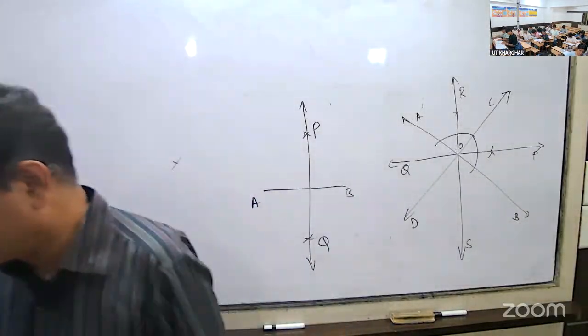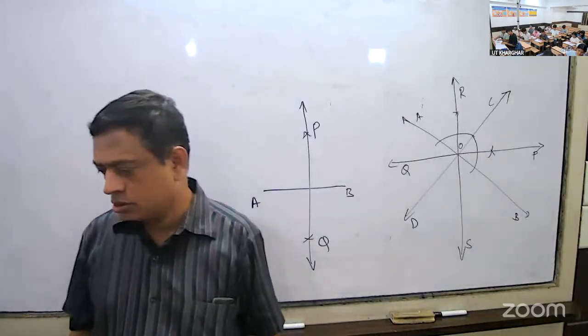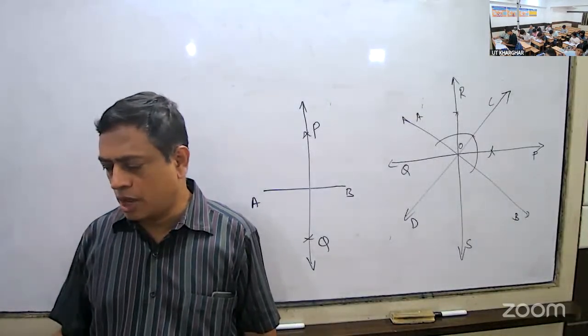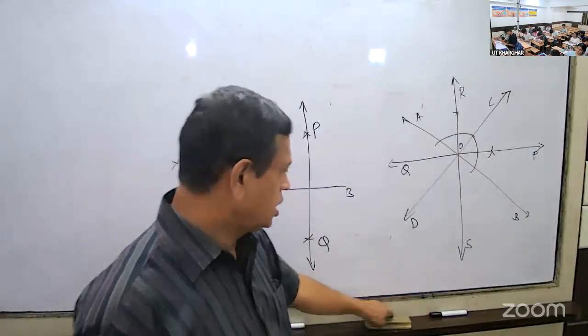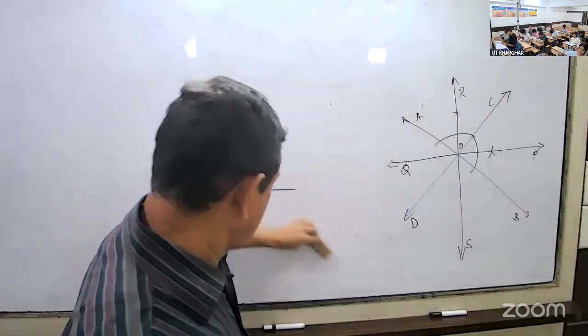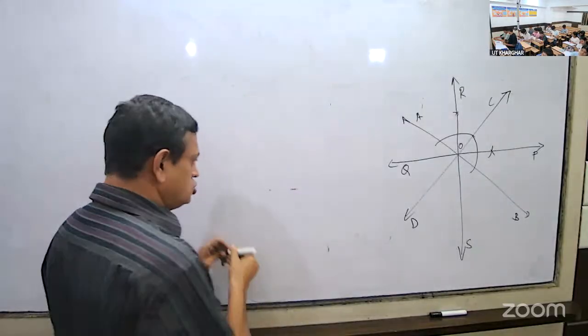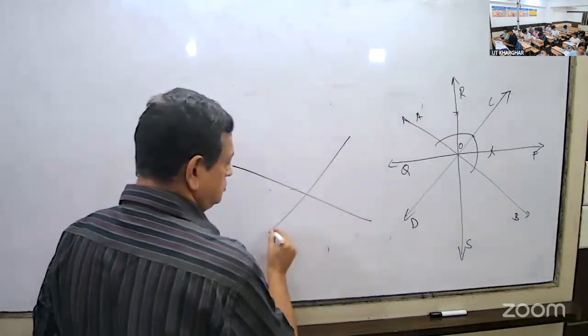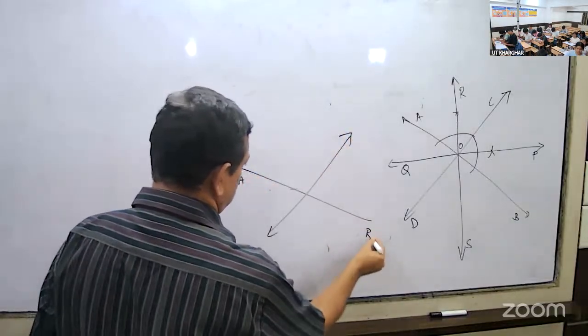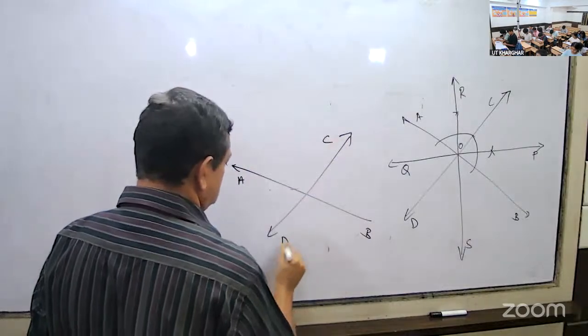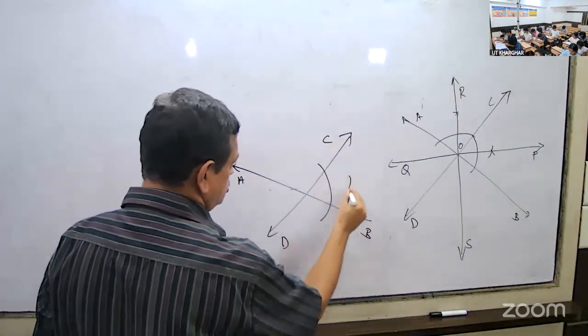Draw two angle bisectors. First you draw two intersecting lines and then draw the angle bisectors. You just draw any two lines this way. Name them AB and CD. Draw its angle bisector.